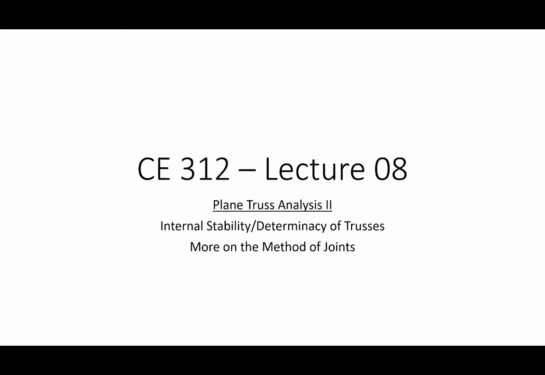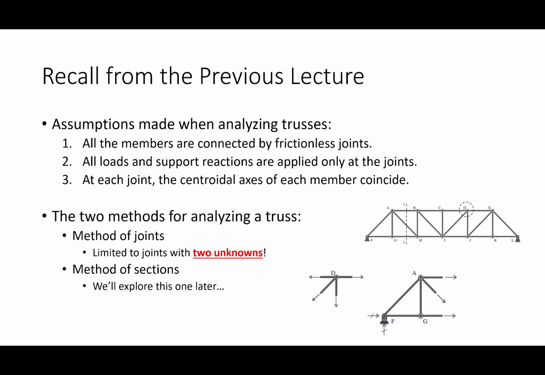Okay, all right. Let's talk about stability and determinacy first, but let's just make sure we're all on the same page. When we are analyzing trusses, we make the following assumptions. We assume that all the members are connected with frictionless joints. We have all the loads and all the support reactions applied at the joints, and at each of the joints where the members connect, the centroidal axes or the neutral axes of all those members coincide at the joint location. So what that means is that the truss members are only carrying axial load. And we have two methods that we can utilize, the method of joints and the method of sections. We haven't yet covered the method of sections in here. We'll do that later. But today, we're still looking at the method of joints.